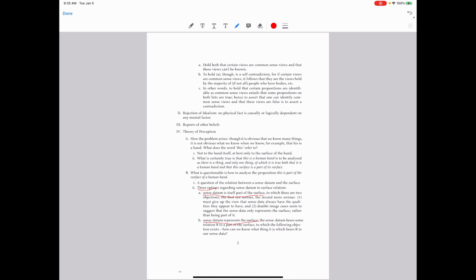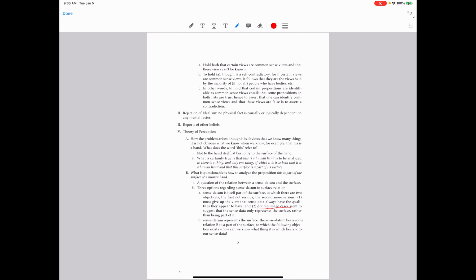Go back to the first option. Suppose you think the sense datum just is itself part of the surface. He says there are two objections here. The first one is not very serious, the second one much more serious. The first is that if that's true, we must give up the view that sense data always have the qualities they appear to have. The second, more problematic issue has to do with the stuff that the "Refutation of Idealism" paper didn't take into account. So think of double image cases. In double image cases, your sense datum has two objects in it.